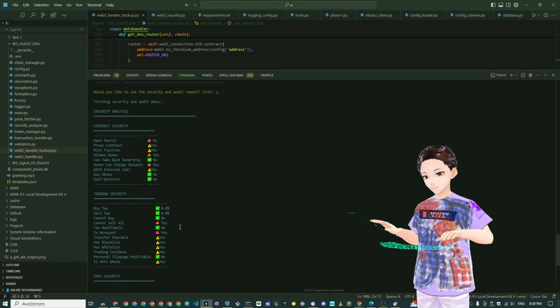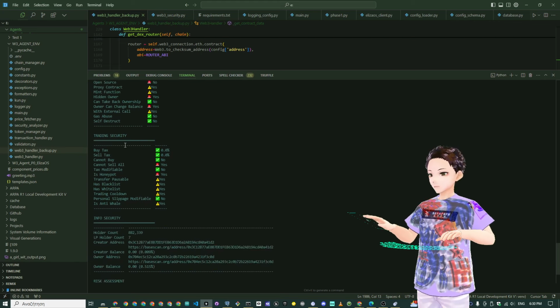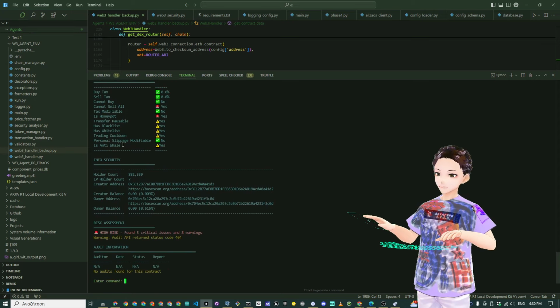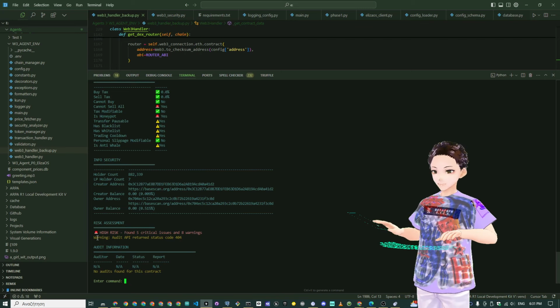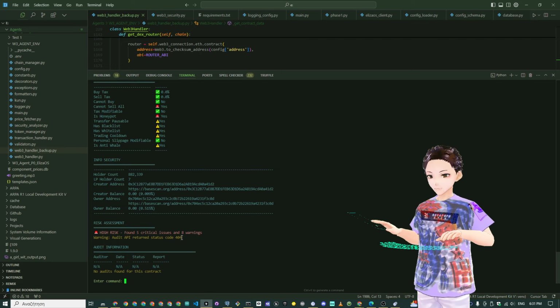But the idea is to share some security related info, some trading or token related info for holders and investors, and then show you a list of audits, who did them, when, and links to each respective audit, essentially. So this is kind of it.